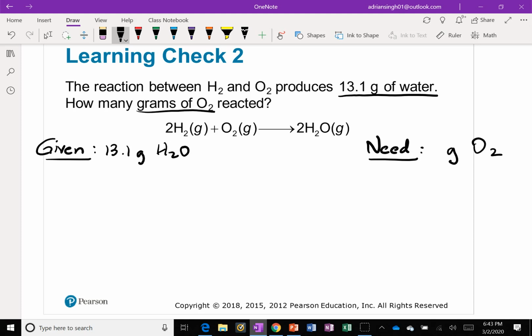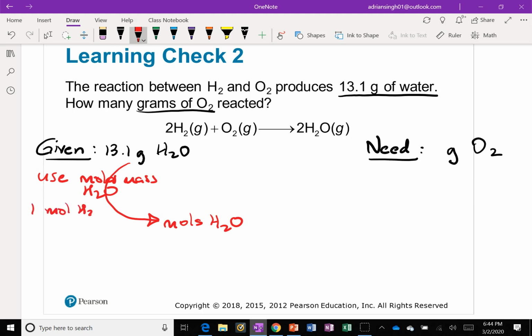Can we do that in one step? No. All right, so we want to first of all convert the grams of water into moles of water. What am I going to use to do that? We use the molar mass of H2O. Okay, and if you check your notes, you calculated this last week. So every 1 mole of H2O is 18.02 grams of H2O.